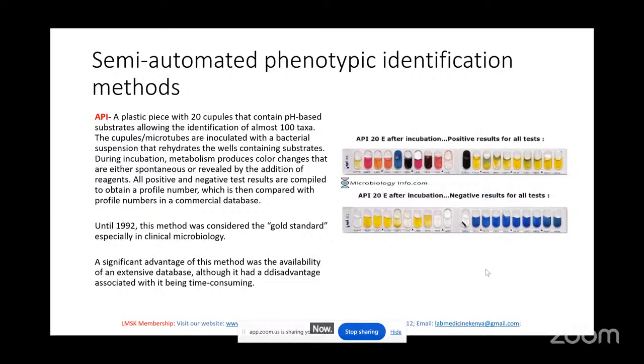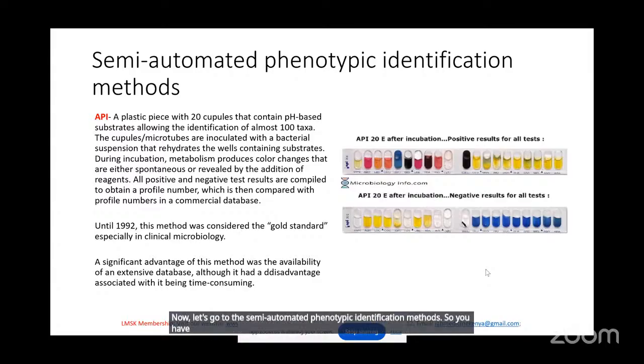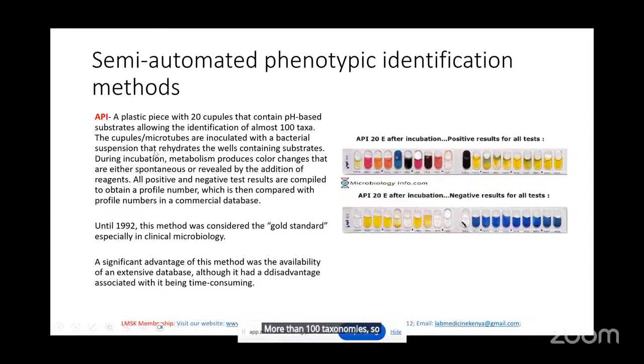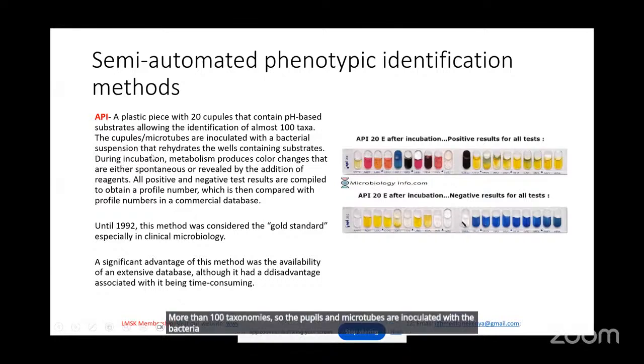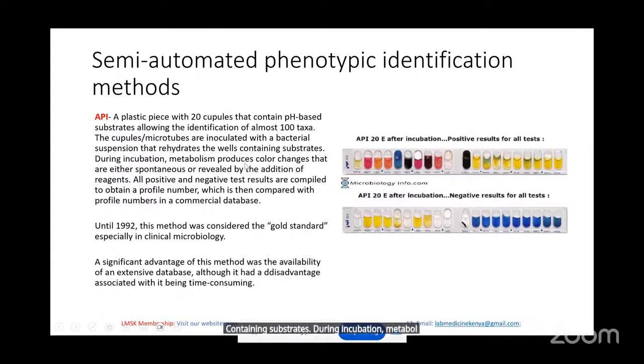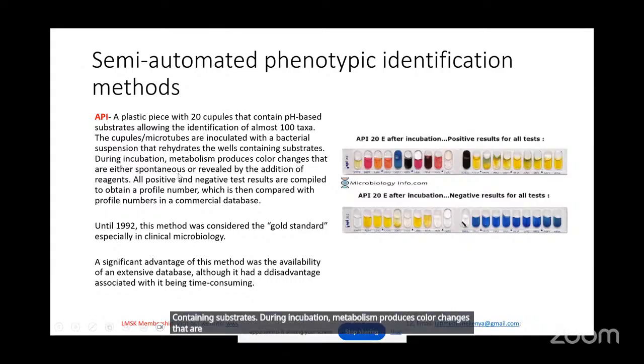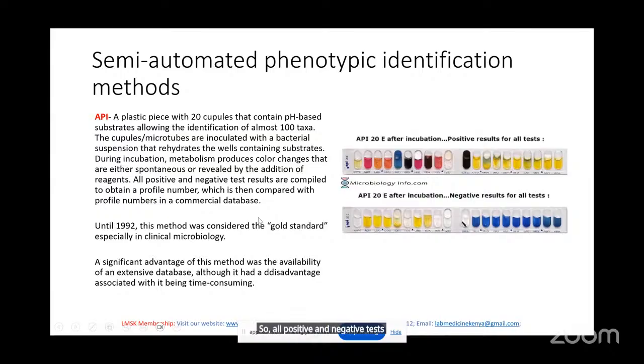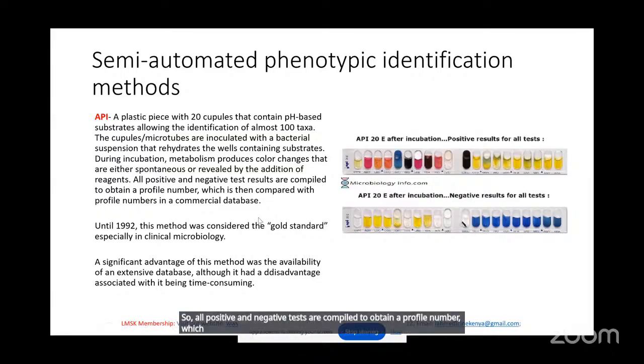Now, let's go to the semi-automated phenotypic identification methods. So I would like to mention here API. API is basically a plastic piece of 20 cupels that contain pH-based substrates, allowing the identification of more than 100 taxonomies. The cupels and microtubes are inoculated with a bacteria suspension that rehydrates the wells containing substrates. During incubation, metabolism produces color changes that are either spontaneous or revealed by the addition of reagents. All positive and negative tests are compiled to obtain a profile number, which is then compared with the profile numbers in a commercial database.